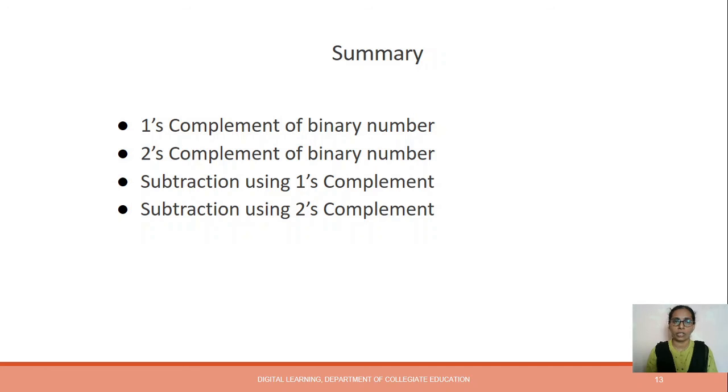In this session we have already seen how to find out the 1's complement of a binary number, 2's complement of a binary number, and subtraction using 1's complement and using 2's complement. So in subtraction using 1's complement or 2's complement, first you find out the 1's complement or 2's complement and then add this with the minuend. So you will get the result, and if there is carry, perform accordingly, and if there is no carry, do according to the method.